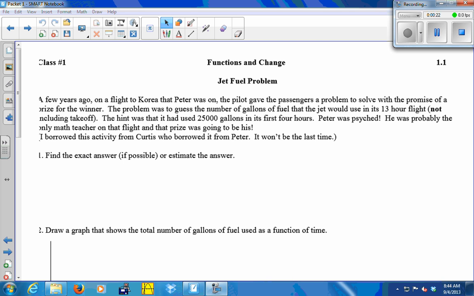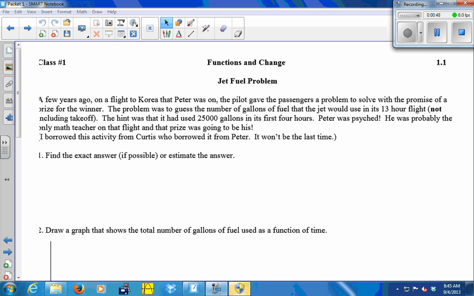And the problem was to guess the number of gallons of fuel that the jet would use in its 13-hour flight, not including takeoff, because takeoff does use a little more fuel. All right, so the hint was that it had used 25,000 gallons of fuel in its first 4 hours. The only hint. So Peter is psyched, probably the only math teacher on the flight, and that prize was going to be his.